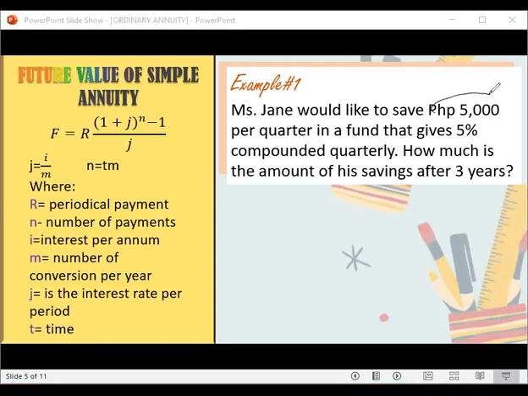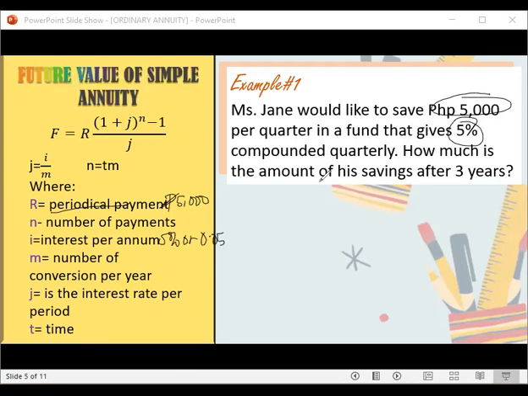So, una is the 5,000 pesos. So, ano ba yung 5,000 pesos na yan, ma'am? It is the periodical payment. So, 5,000 pesos, yan yung payment mo. Therefore, it is our R. Next is the 5%. So, we all know that it is the interest. So, dito siya sa I. 5% or always convert it into decimal, 0.05.